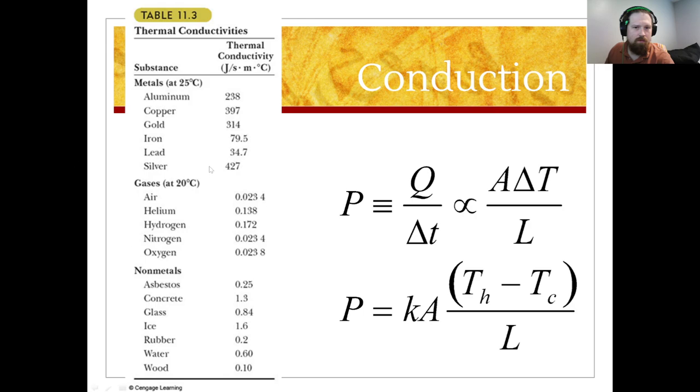Some trends to note are that metals conduct heat very well, so they have higher numbers. Non-metals tend to conduct heat very poorly, so they have much lower numbers. This is actually directly correlated to how well the object in question conducts electricity. Usually, metals conduct electricity pretty well, whereas air and non-metals conduct electricity pretty poorly. So thermal conduction and electrical conduction go hand in hand. The materials that tend to conduct one very well will also conduct the other very well.